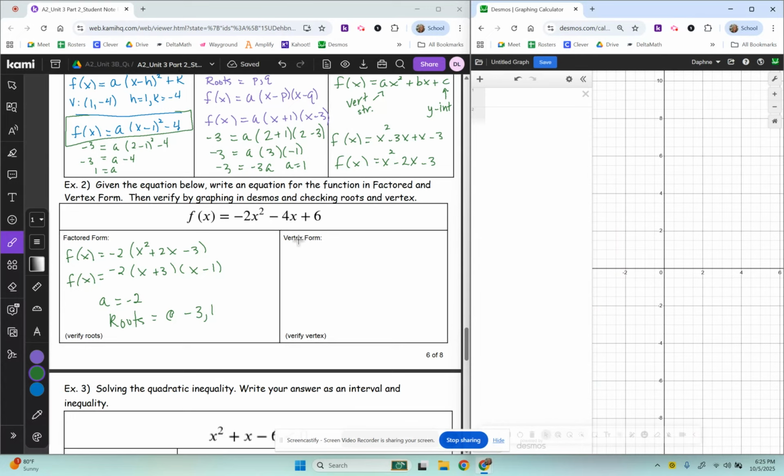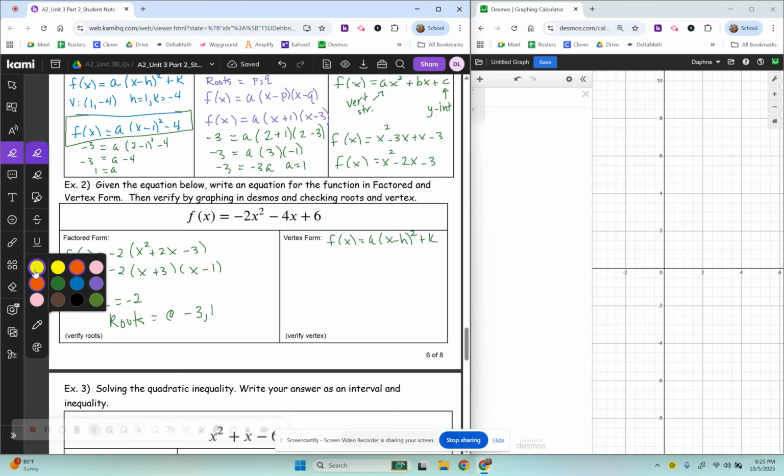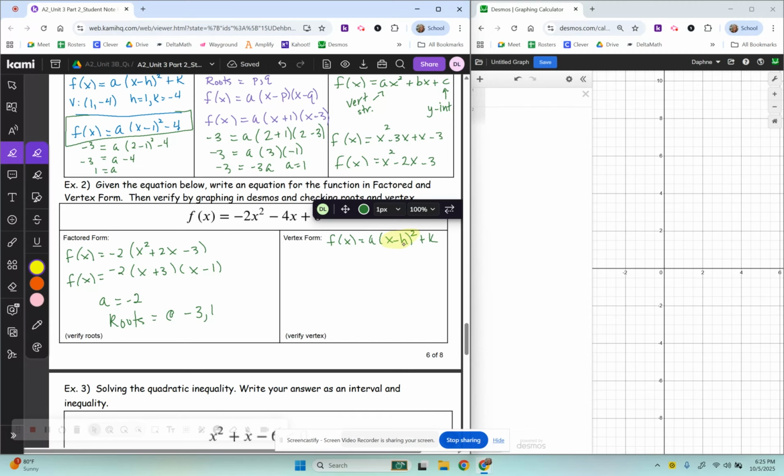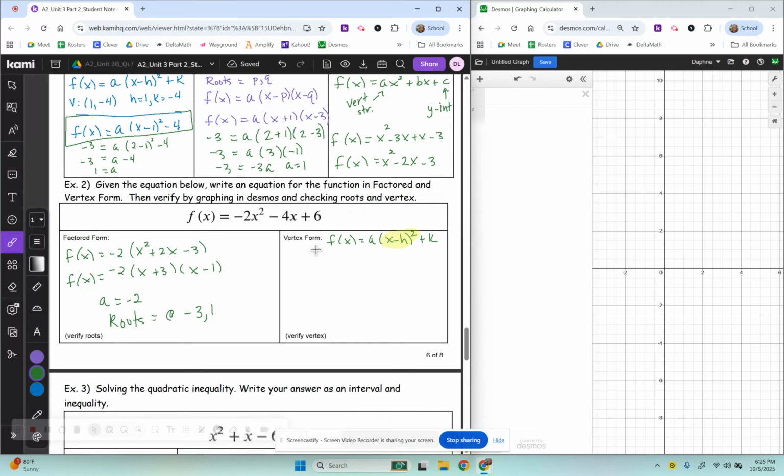When we're doing the vertex form, we have to get that x minus h quantity squared. Remember that. So it's a times x minus h quantity squared plus k. Now, this quantity here is going to come from completing the square. So we are still going to start with our f of x, and we're going to factor out a -2. So we still have x squared plus 2x minus 3. And now we're going to complete the square with this section here, okay?